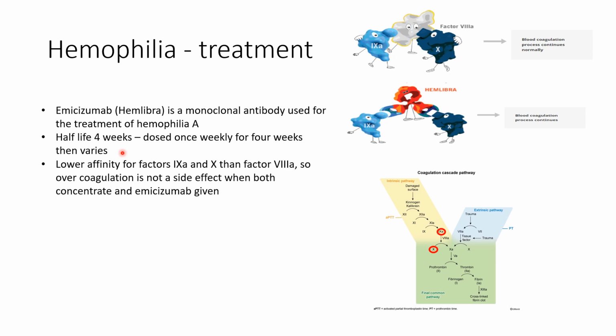So something noticeable, or an interesting fact about Hemlibra, is that it has lower binding affinity for factors 9A and 10 than native factor 8A. So it has less strength to bind to these two factors. And so when you do give Hemlibra in combination with clotting factor concentrate, you do not have overcoagulation as a side effect, which I thought was cool.